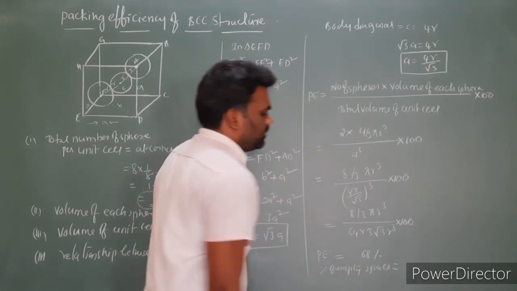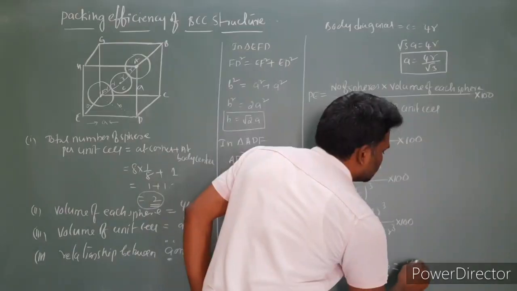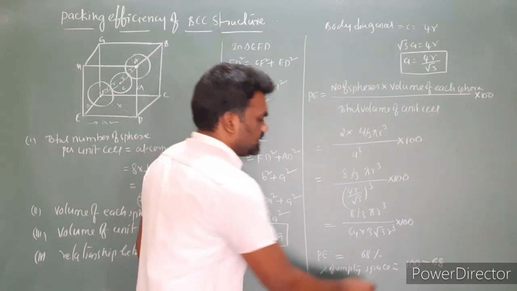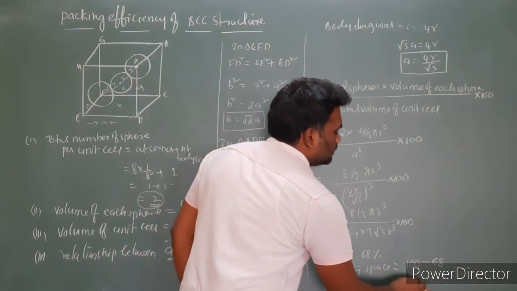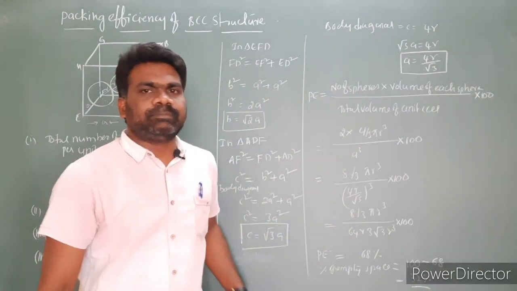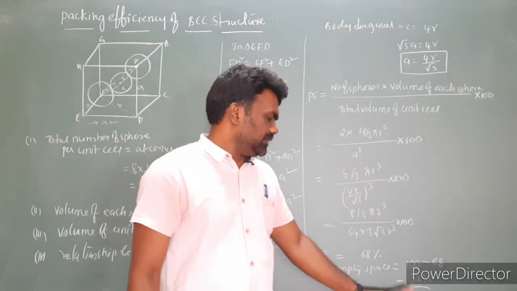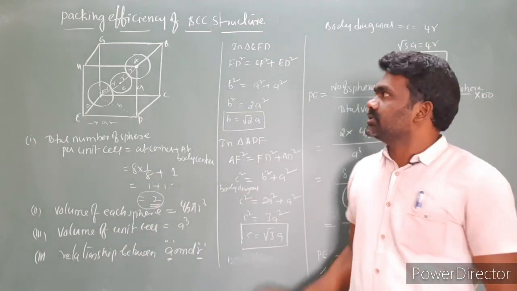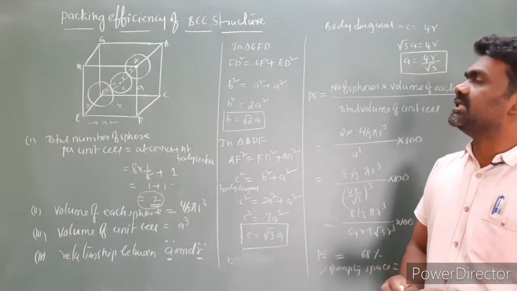The percentage of empty space is equal to 100 minus 68. So 100 minus 68 is equal to 32%. The percentage of empty space in the BCC structure is 32% and the packing efficiency is 68%. So this is the packing efficiency of the BCC structure.